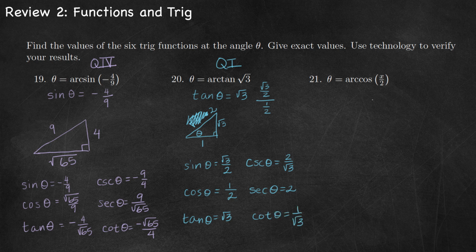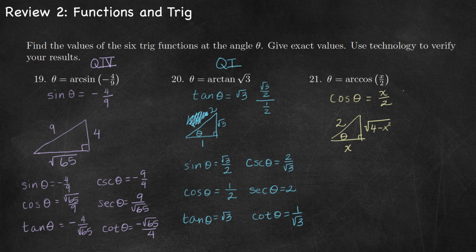Number 21, theta equals arc cosine x over 2. That tells me that the cosine of theta is equal to x over 2. So I'm going to draw a right triangle to use as reference. And if the cosine is x over 2 and cosine is adjacent over hypotenuse, then my third side for my triangle would be the square root of 4 minus x squared, hypotenuse squared minus leg squared.